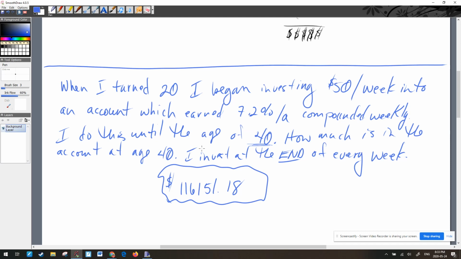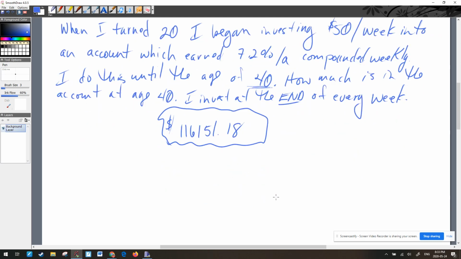For 20 years, I ended up with $116,151. These are real numbers. These are not made-up numbers. The amount of money that we blow on silly things can be staggering, and these tools let us reflect on just how bad those choices are and how much money we would have otherwise. Okay, so I'm going to add a follow up question to this.